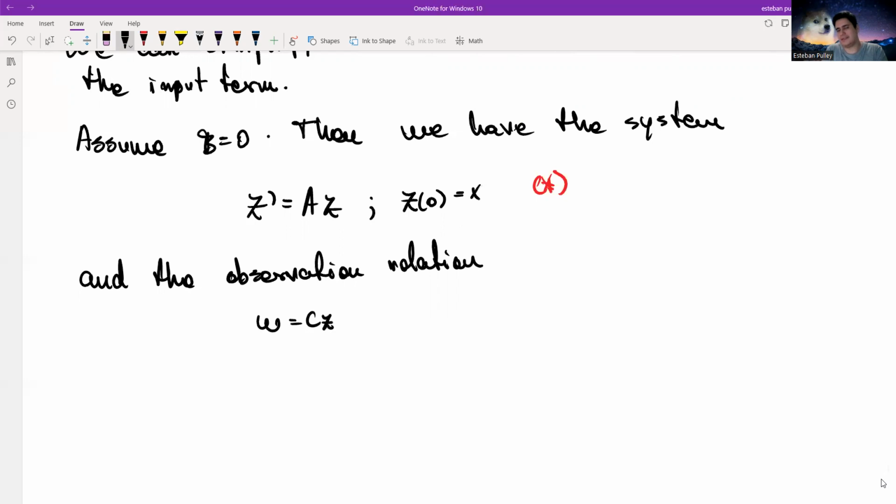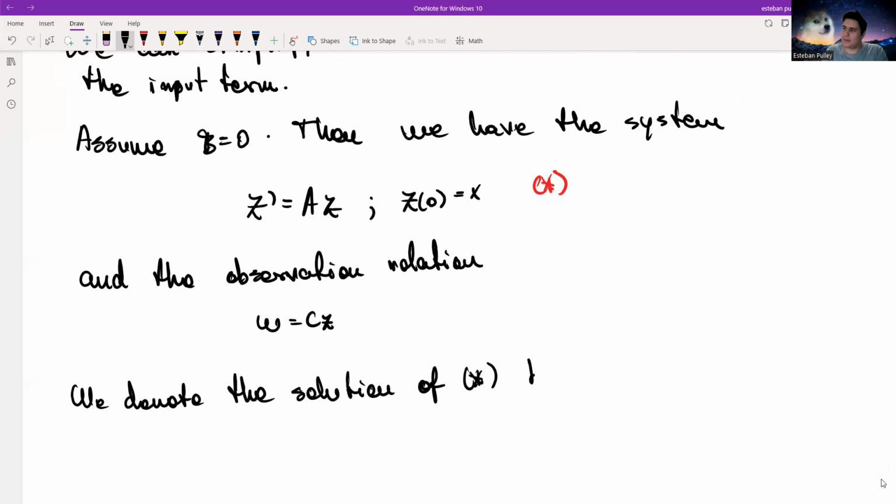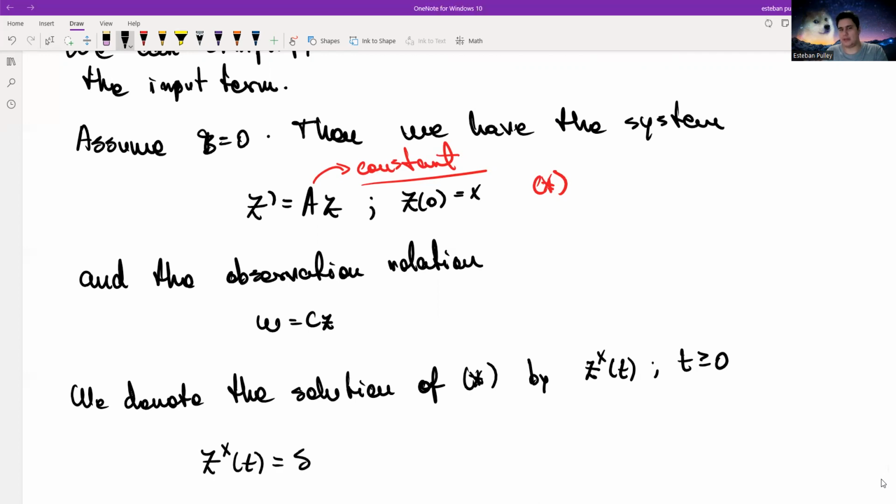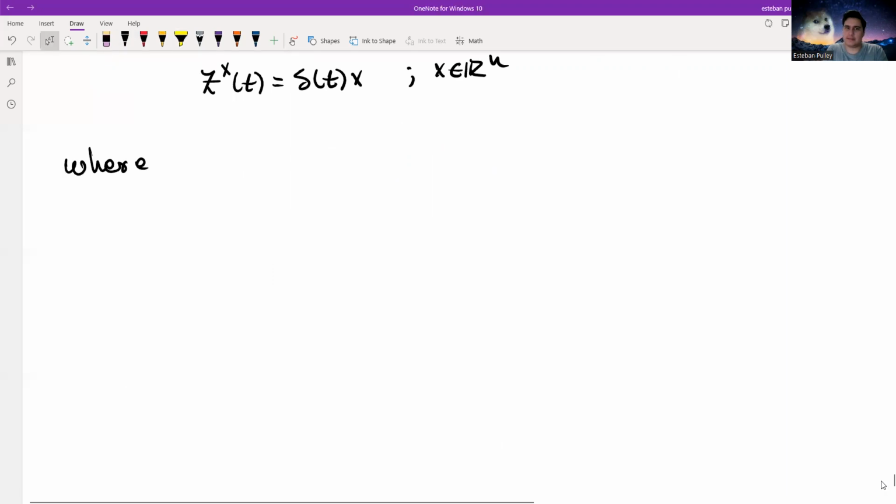w equals Cx. Well, we denote the solution of star by x(t), where t is greater or equal than 0, and obviously this matrix A is constant. So obviously this solution is e to the power of At x0, where this e^(At) is an exponential matrix.